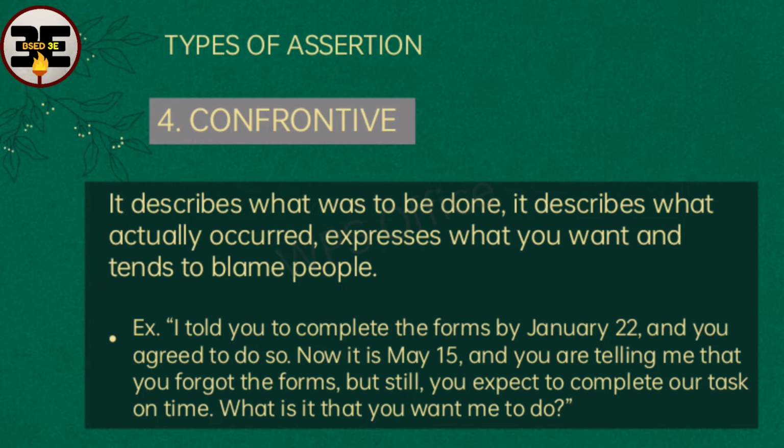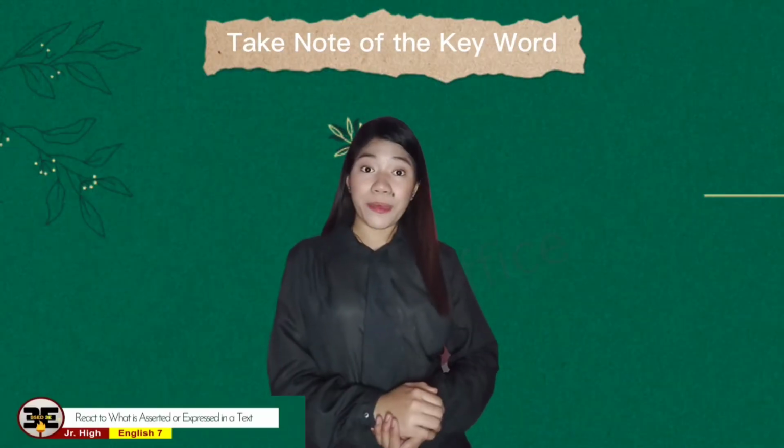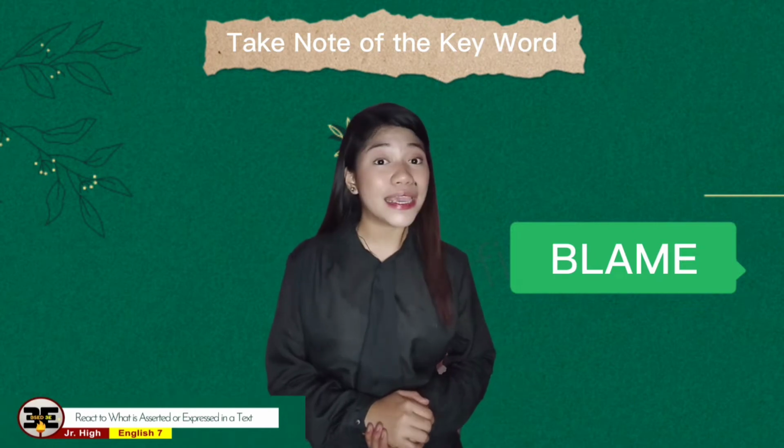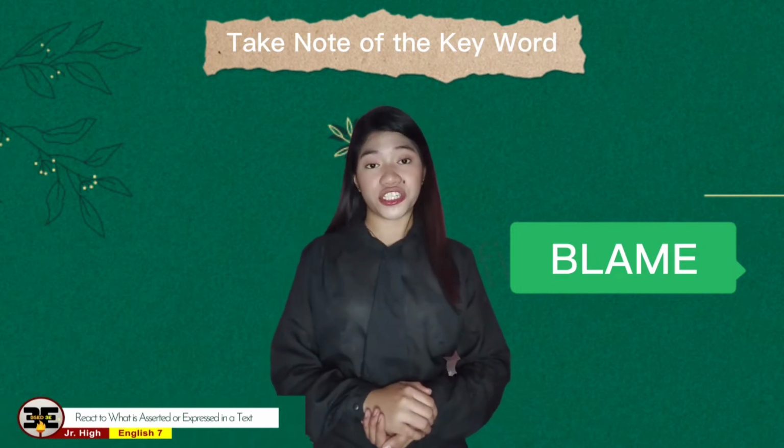Now, it is May 15, and you are telling me that you forgot the forms, but you still expect me to complete our task on time. What is it that you want me to do? Always remember that there's a sense of blame in confrontive assertion.